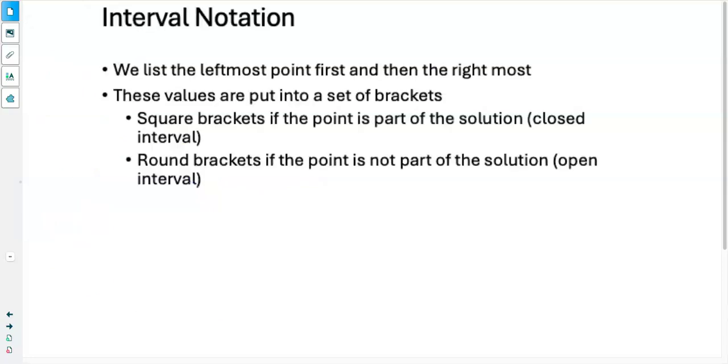Next, we'll quickly review interval notation. So in interval notation, we list our leftmost point first and then our rightmost point, and those are separated by commas. Now, around those points, we have brackets. Square brackets we use if the point is part of our solution, so a closed interval. And round brackets are used if a point is not part of the solution, so an open interval.